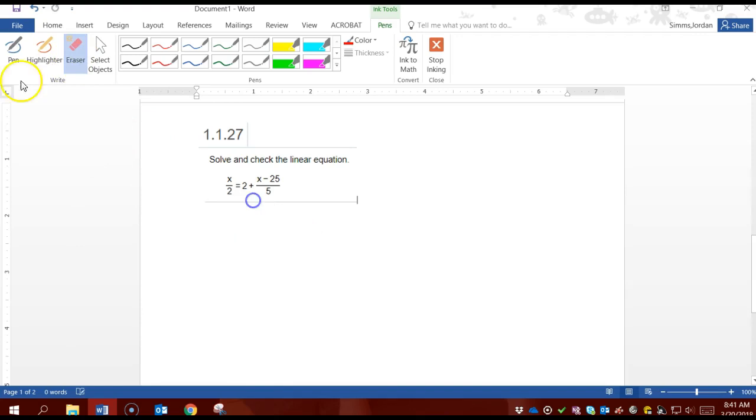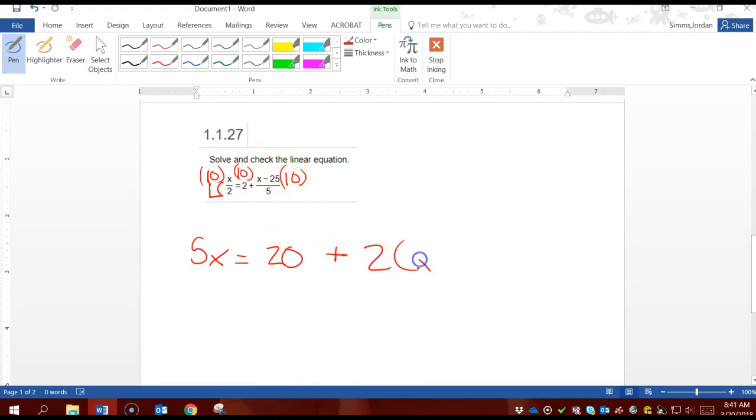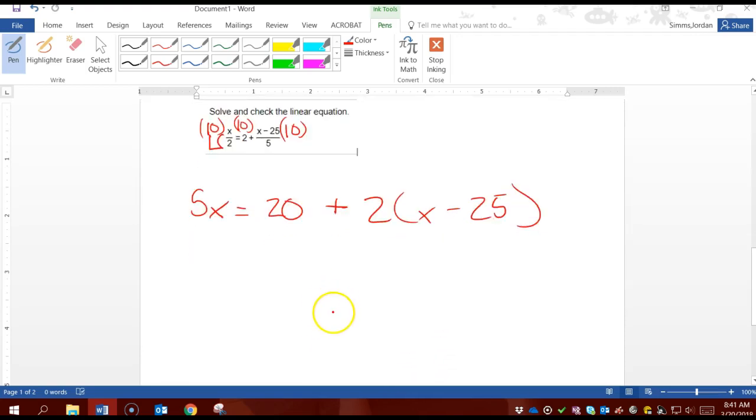So what we're going to do, let's multiply every term by the LCD, by 10. I'll write a 10 up here, and I'll put a 10 over here just so we can see what happens. Now over here, we're going to have 10 divided by 2, that's 5, times the numerator, x. So that's going to be 5x, equal sign. 10 times 2 is 20, plus sign. Now over here, 10 divided by 5 is 2, times the numerator, which is going to be x minus 25. Okay, and I'm just going to use brackets here.